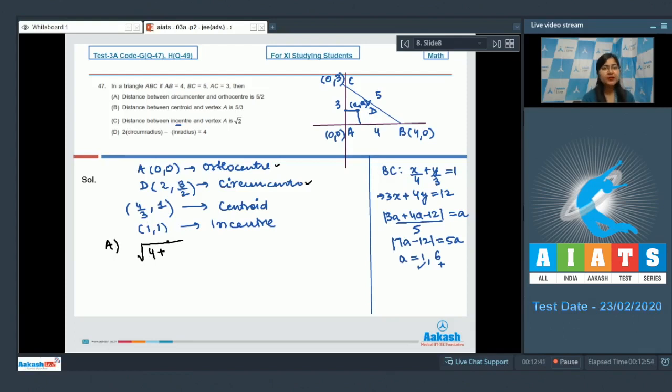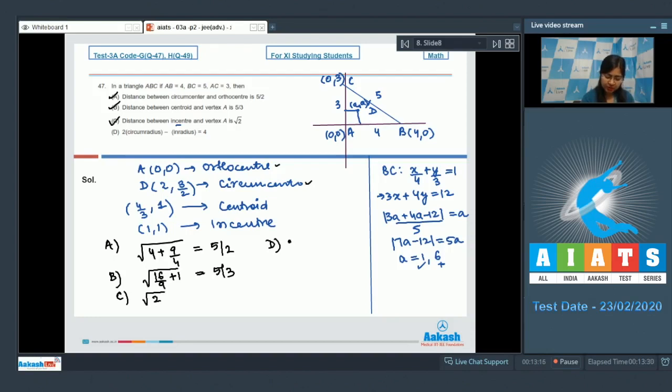Plus (3/2 minus 0) whole square, that is 9/4, which is equal to 5/2. So option A is correct. Now option B, distance between centroid and vertex A. Centroid is (4/3, 1), so it is square root of 16/9 plus 1, that is 5/3. So this is also correct. Now option C, distance between in-center and vertex A, that is square root of 1 plus 1, that is 2. So this is also correct.